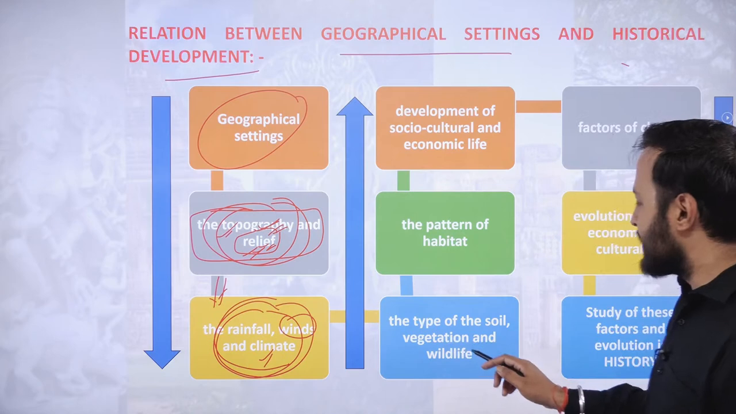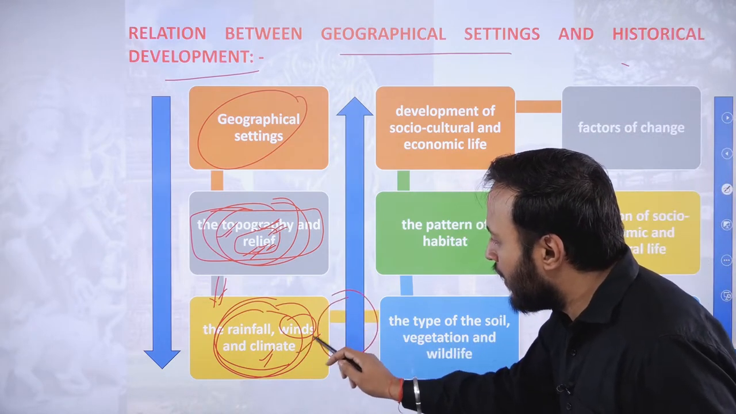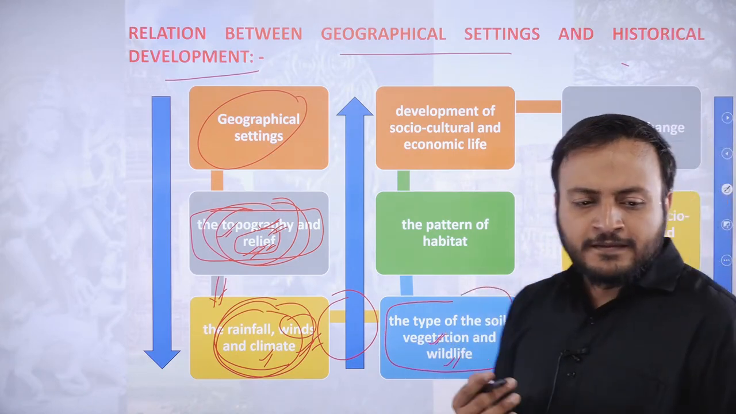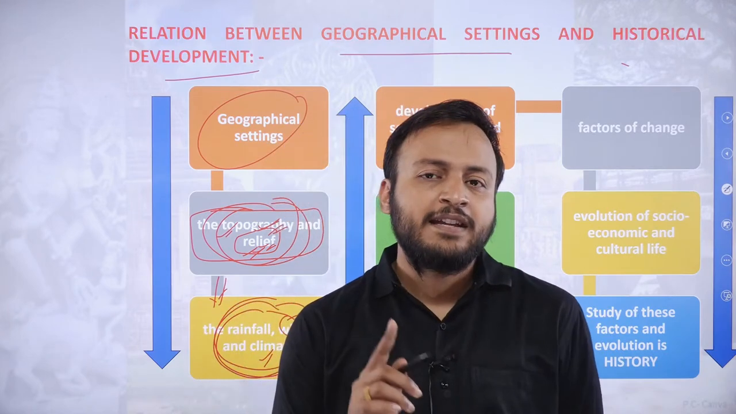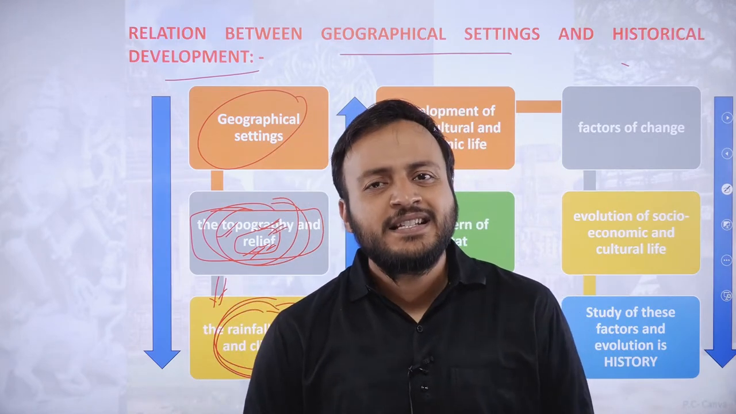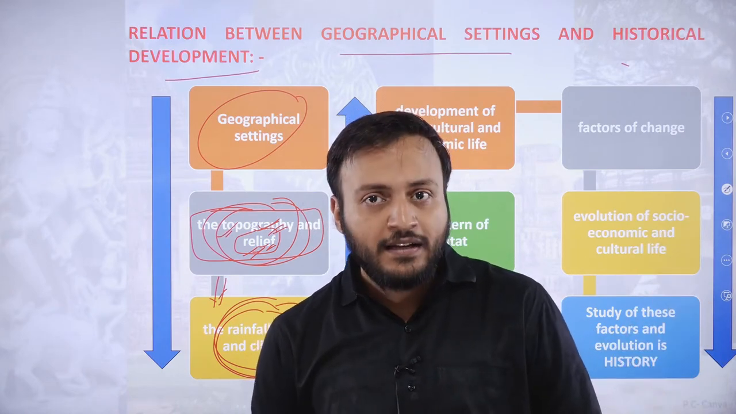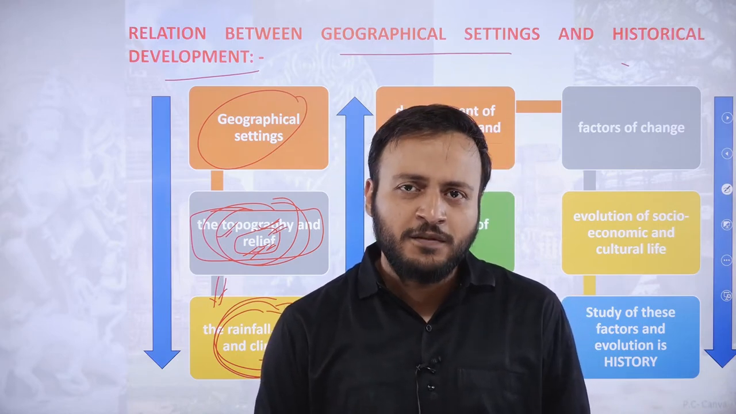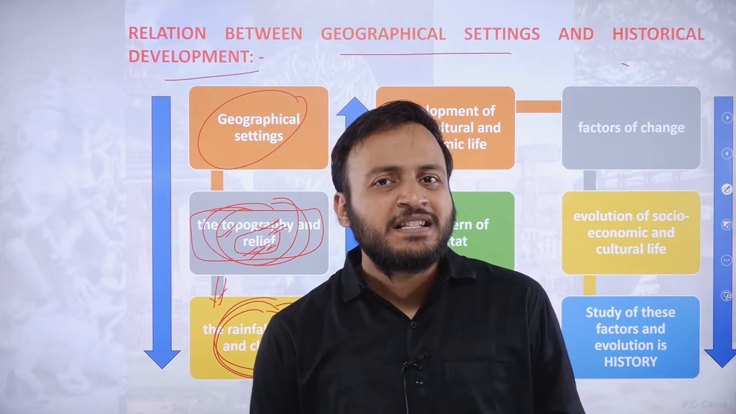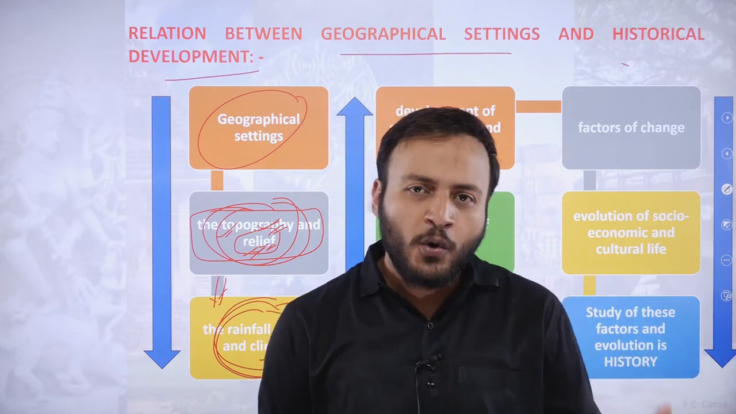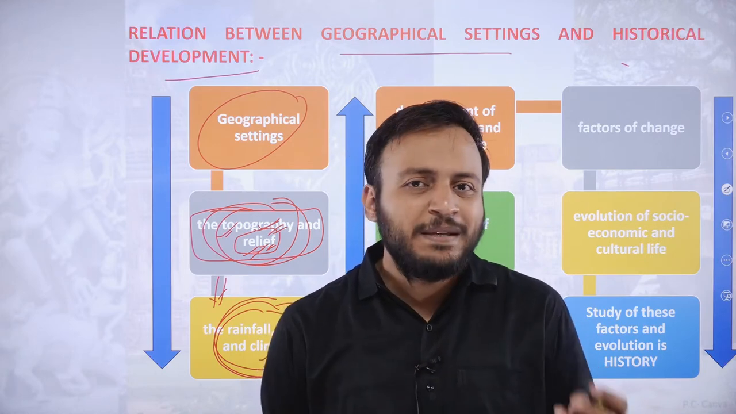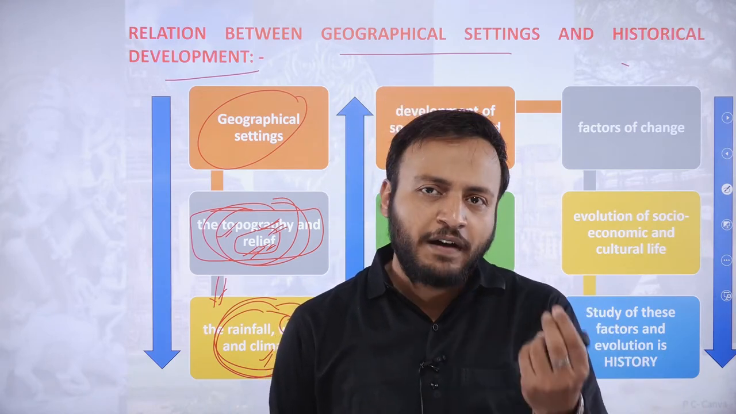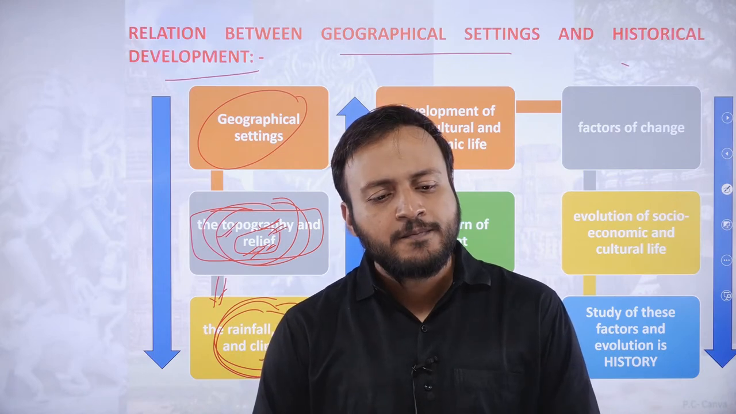After that, the climate, the rainfall and the winds decide the type of soil, vegetation and wildlife. We are all aware of one thing, that the rainfall decides the nature of erosion and deposition. So basically, the formation of soil, what is soil? Soil is basically the fragmented, broken and completely shattered pieces of rocks, which eventually turn into fine particles, and they are called soil, right?